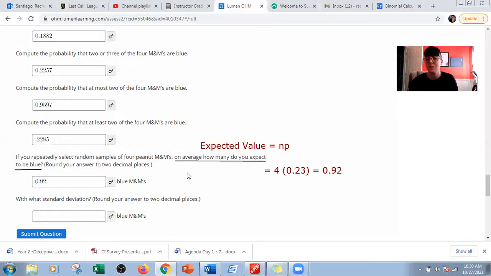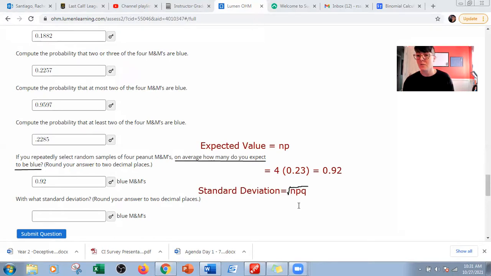And what would the standard deviation be? How would you calculate the standard deviation for a binomial distribution? You square root n times p times q. Yes, perfect. And I'm going to write that out myself. So we are going to square root n times p times q.